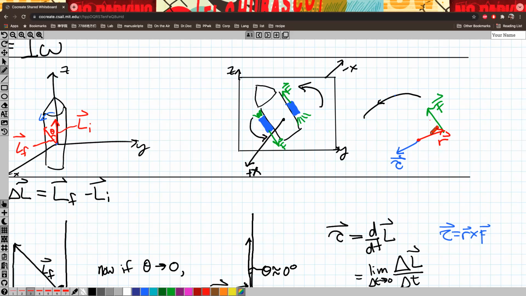Right. Yeah. What's the F? R. Okay, so R cross F. Sorry, I'm just a bit confused. About what? But just give me a second. I need to write down a few more things.